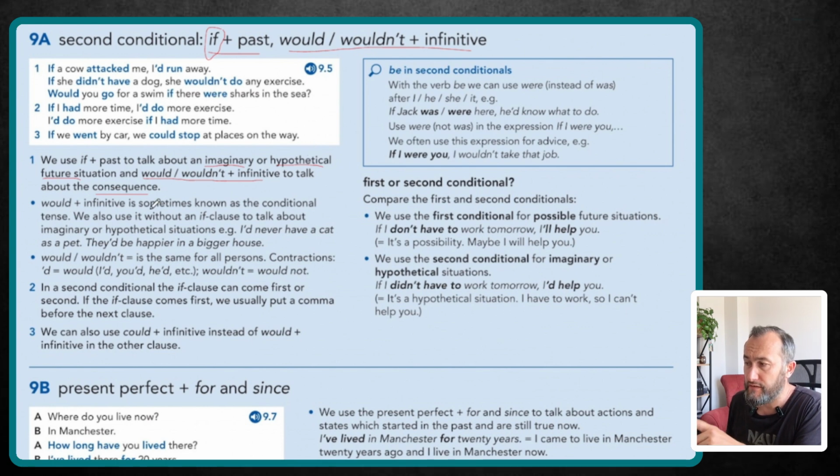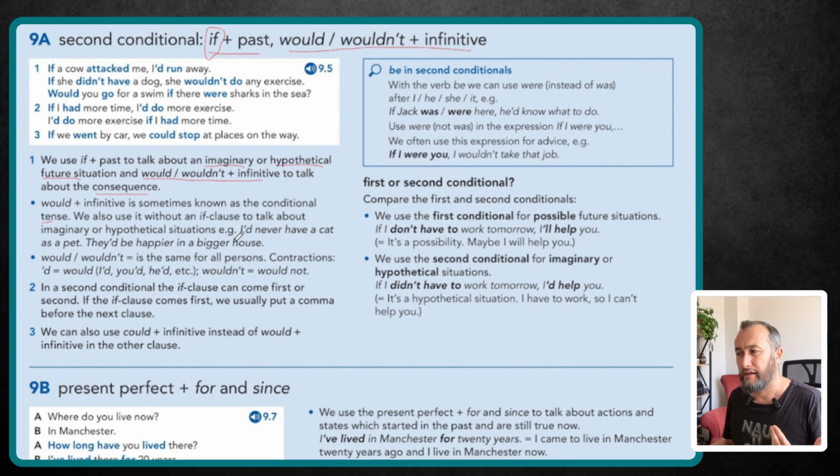Would plus infinitive is sometimes known as conditional tense. Okay, fine. We also use it without an if clause to talk about imaginary and hypothetical situations. Example, like I'd never have a cat as a pet. It means I would never have a cat as a pet. This is actually second conditional, guys, but it's being used without the if part. The if part is, let's say, hidden.